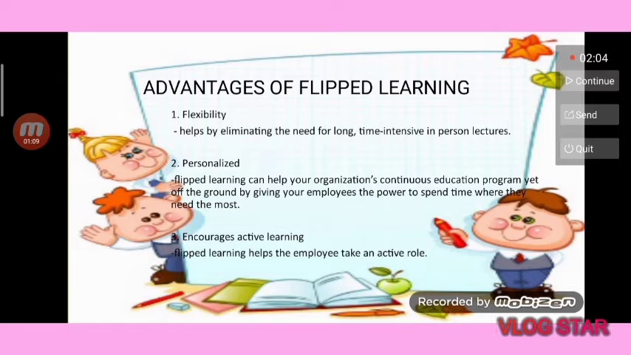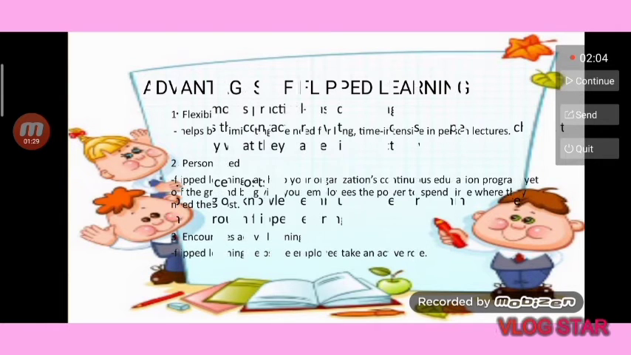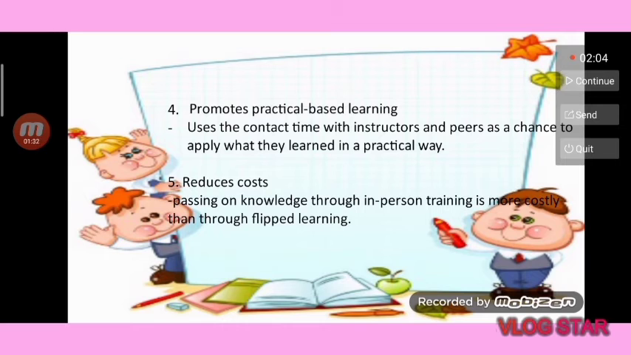Second, personalized. Flipped learning can help your organization's continuous education program get off the ground by giving your employees the power to spend time where they need it the most. Third, it encourages active learning. Flipped learning helps the employee take an active role. Fourth, it promotes practical-based learning. Flipped learning uses the contact time with the instructors and peers as a chance to apply what they learned in a practical way. Fifth, it reduces cost. Passing on knowledge through in-person training is more costly than through flipped learning.